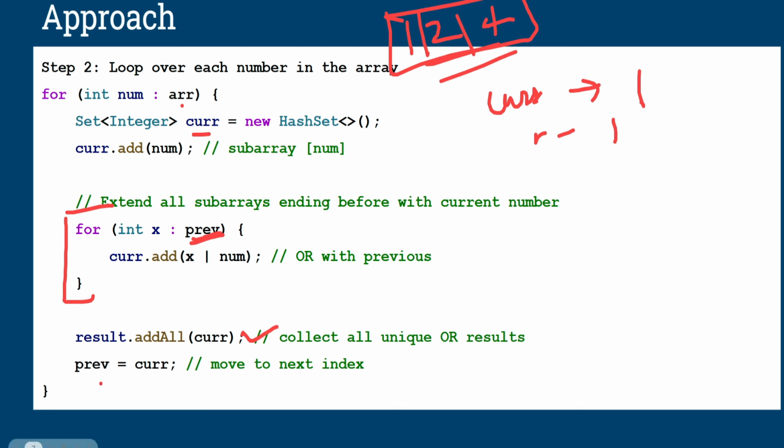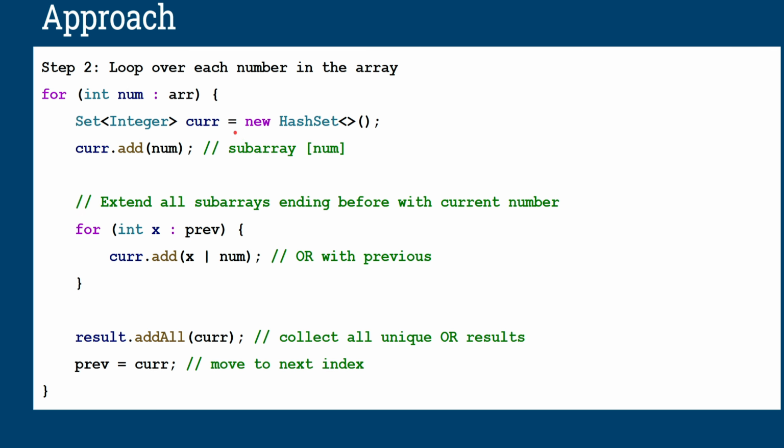Then the previous now has the current, that is 1. So initially all will have 1. Clean it. So current has 1, result has 1, and previous has 1, right?